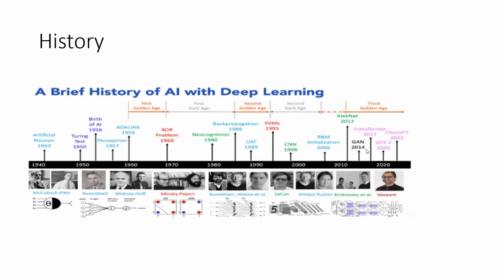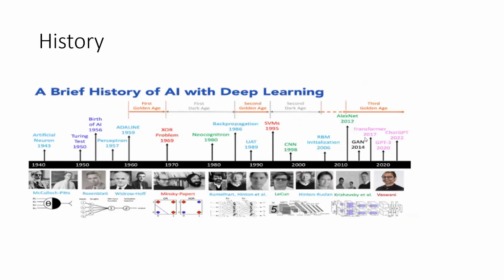So that is the brief history of AI. You can see the growth from the birth of AI to the perceptron and CNN, convolutional neural network, and GAN networks, transformers, and ChatGPTs.